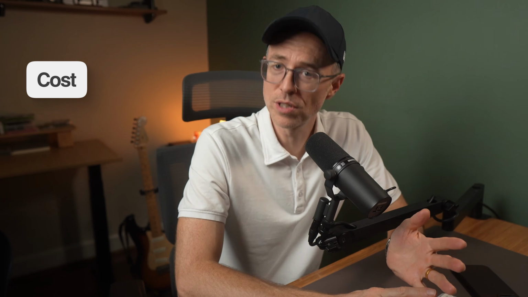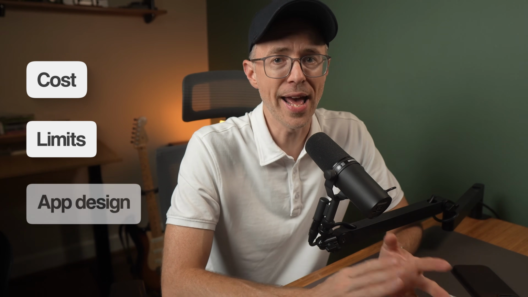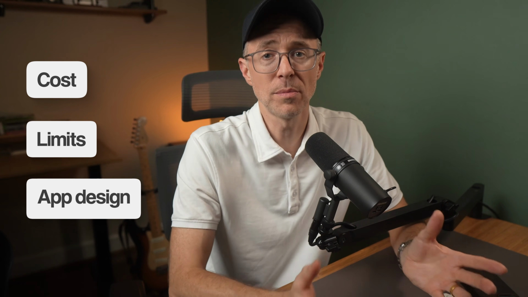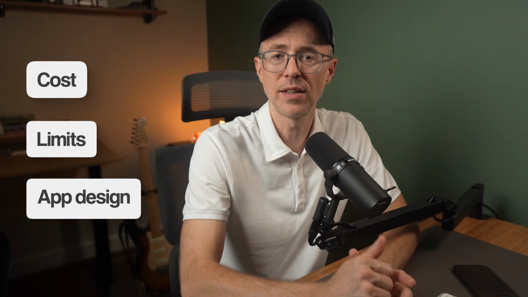So things to consider as a developer here are cost. API pricing is based on tokens. More tokens equals higher bills. You have to consider limits. So a small window means you can't feed long documents or maintain a long chat history. And then app design. You may need to chunk, summarize, or trim input to fit under a limit.